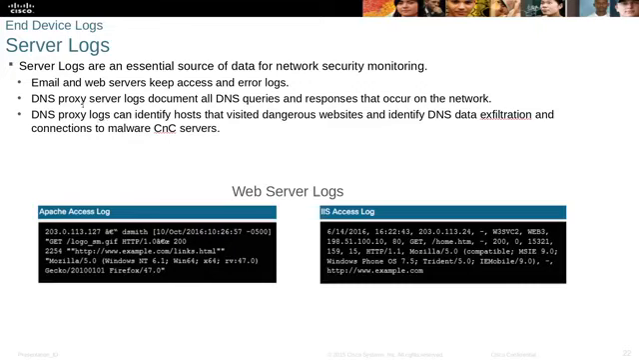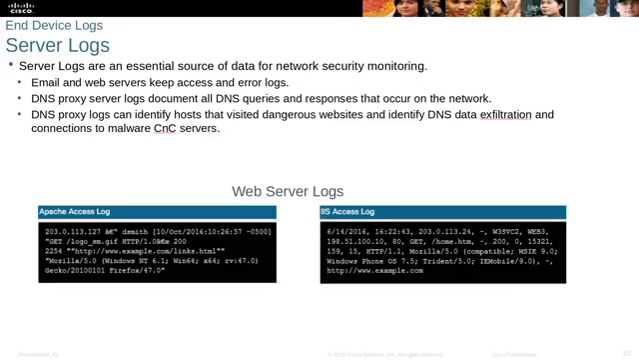Let's have a little look at what we've got here. So, server logs. Server logs are essential sources of data for network security monitoring. Network application servers such as email and web servers keep access and error logs. Especially important are the DNS proxy server logs. These document all the DNS queries and responses that occur on the network. Now, DNS proxy logs are very useful for identifying hosts that may have visited dangerous websites, or for identifying DNS data exfiltration and connections to malware command and control servers.